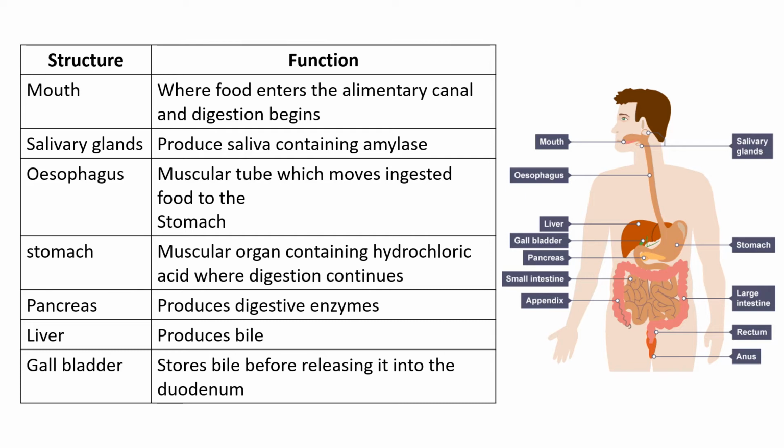Around the stomach we have what's called the pancreas, and the pancreas is responsible for producing a number of enzymes, for example insulin. We also have the liver, which is responsible for the production of bile, and we have the gallbladder, which is where bile is stored in the body until it's needed.